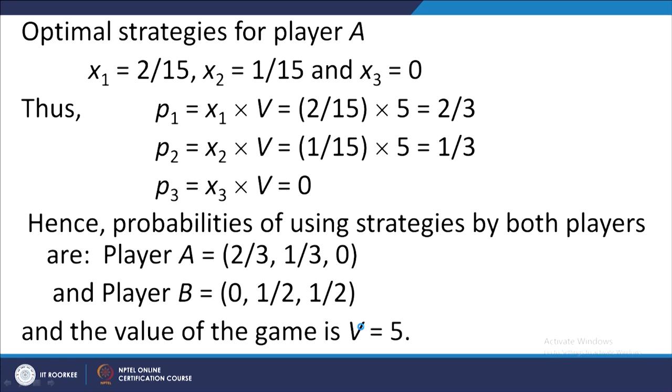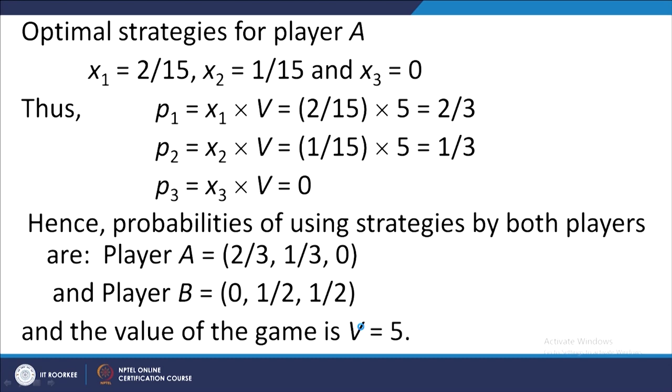And then converting back into the probabilities p1, p2, p3, we can write p1 is equal to x1 times v, which is 2 by 15 times 5, equal to 2 by 3. And similarly, p2 is equal to x2 times v, which is 1 by 15 times 5, equal to 1 by 3. And p3 is equal to x3 times v, which is equal to 0.